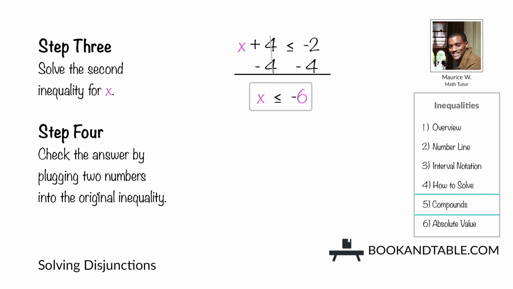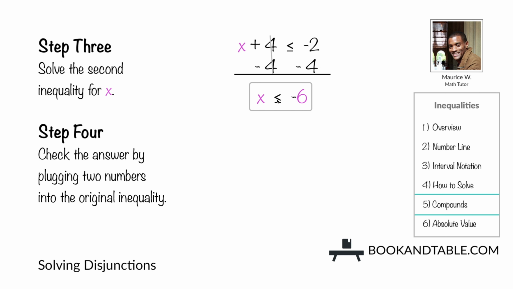We then go to the second inequality that they gave us. x plus 4 is less than or equal to negative 2. So the third step to solving the disjunction is to solve the second inequality for x. So how do we solve for x? By subtracting 4, leaving us with x is less than or equal to negative 6. And then we check this answer by plugging two numbers into the original inequality.